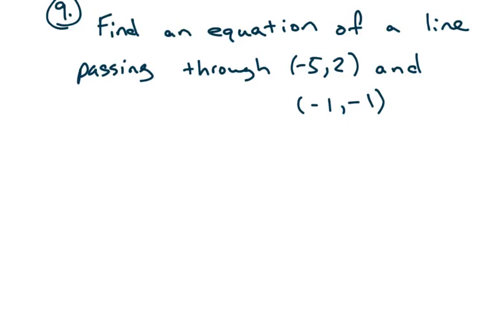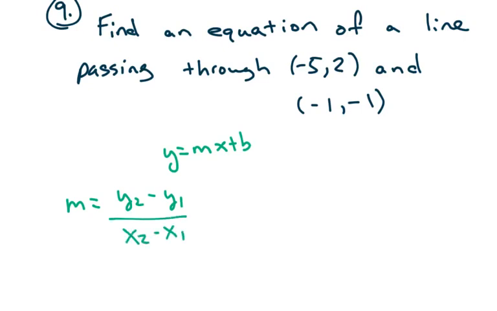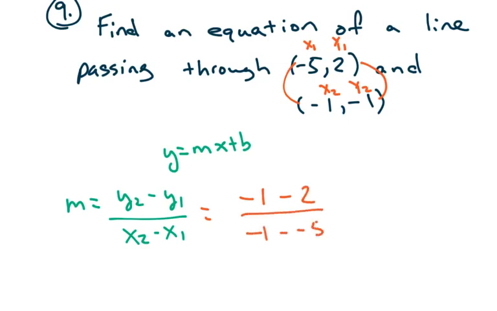Okay, so hopefully you've paused the video, you've given it a shot. Remember the equation is y equals mx plus b, but because I'm giving you 2 points, I'm going to use y2 minus y1 over x2 minus x1. So I'm going to label this x1, y1, x2, y2. I'm going to map my y's and my x's together, and we're going to substitute it in. So negative 1 minus 2 over negative 1 minus negative 5. This is going to be negative 3. Negative negative becomes a positive, so this is 5 minus 1, which is 4. So my slope is negative 3/4.